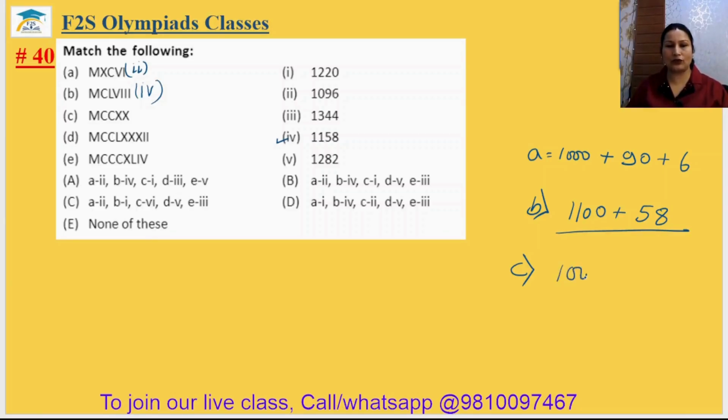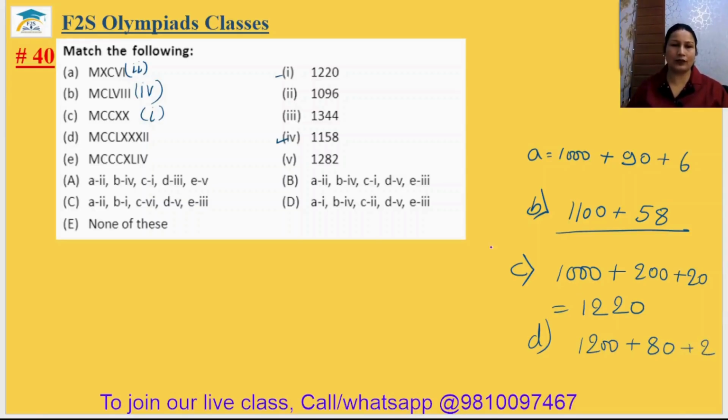Now C option. MCCXX. M stands for 1000, CC stands for 200, and then 20. So 1220. 1220 is in option 1. And D is MCCLXXXII. MCC means 1200 plus LXXX, 80, plus 2. So 1282, that is in option 5. Now MCCC 1300, XL 40, and 4. So 1344, this is option 4.